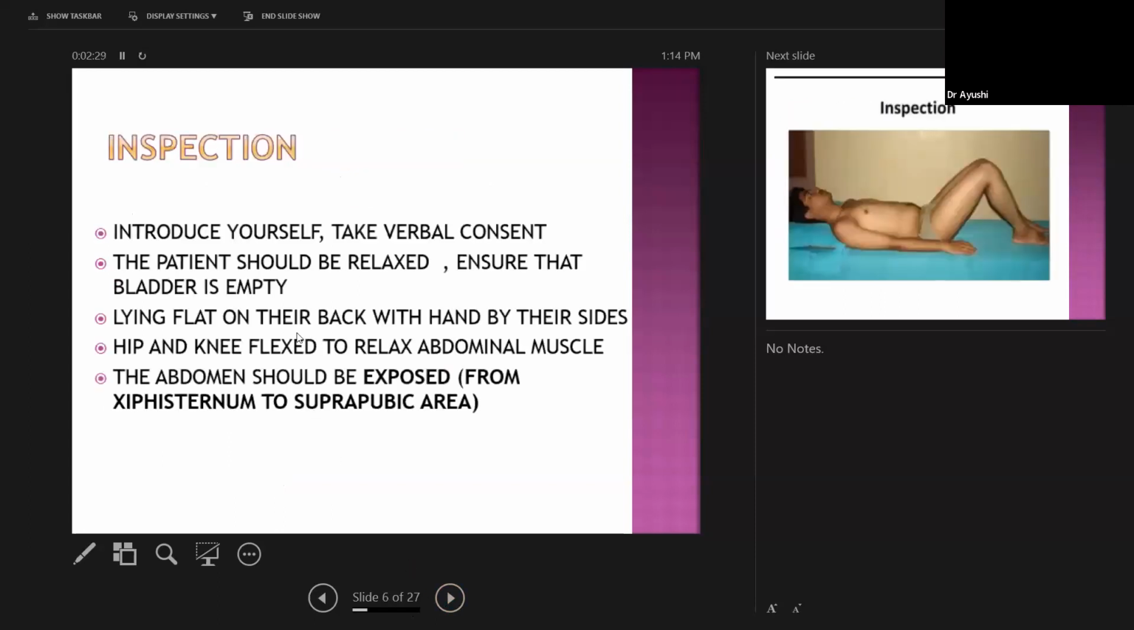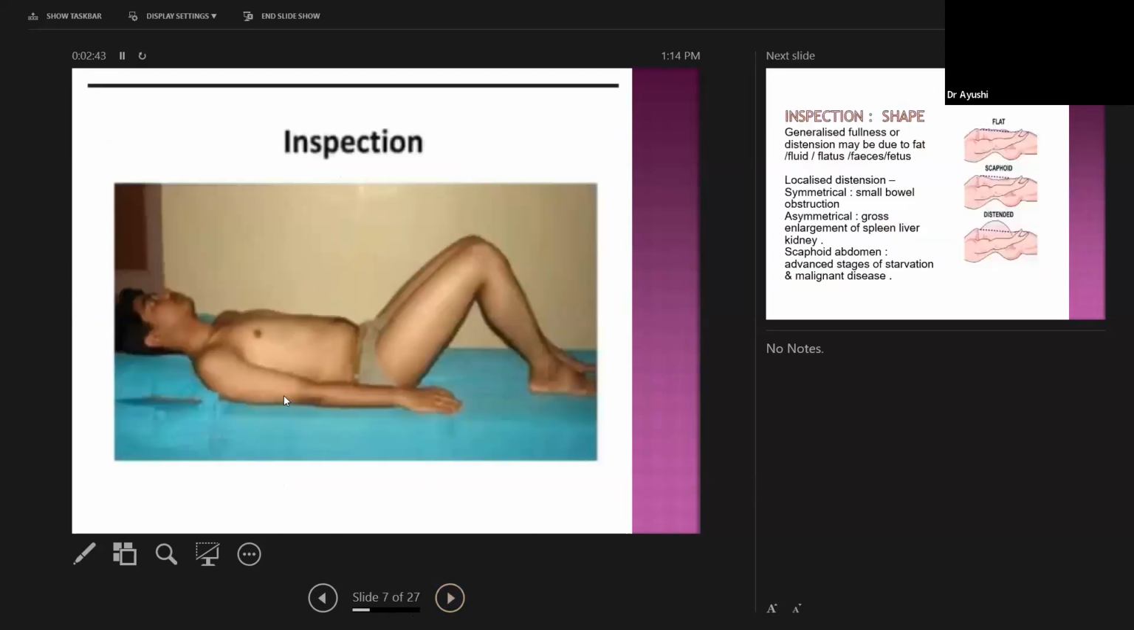First, we'll start with inspection. While inspecting, first we have to introduce ourselves to the patient. Then we have to take a verbal consent. The patient should be relaxed, ensuring that the bladder is empty. Patient should lie flat on their back, as seen in the picture, with hands by their side. The hip and the knee should be flexed, and exposure should be from xiphisternum to the suprapubic area.